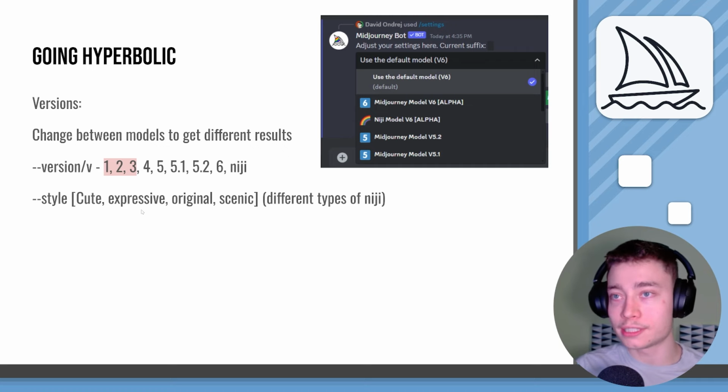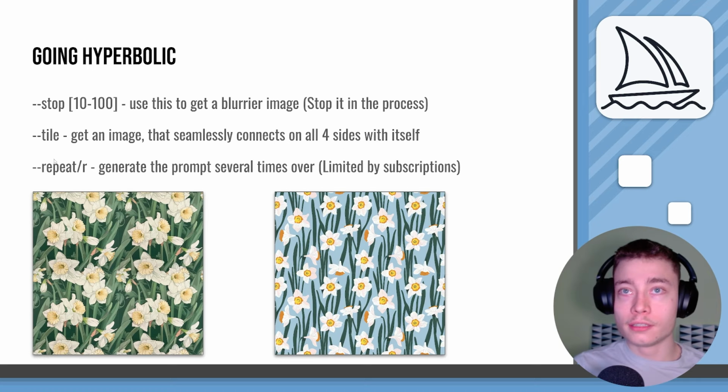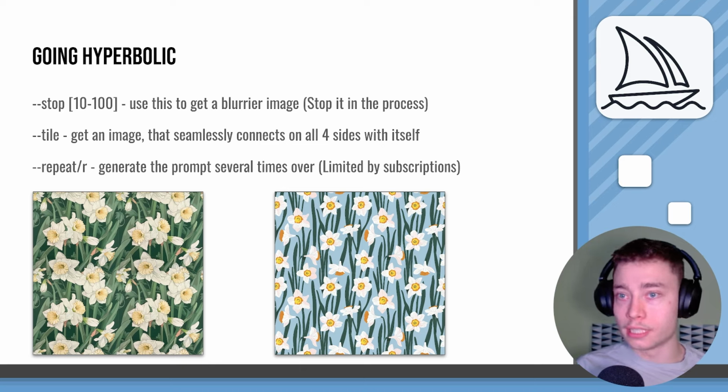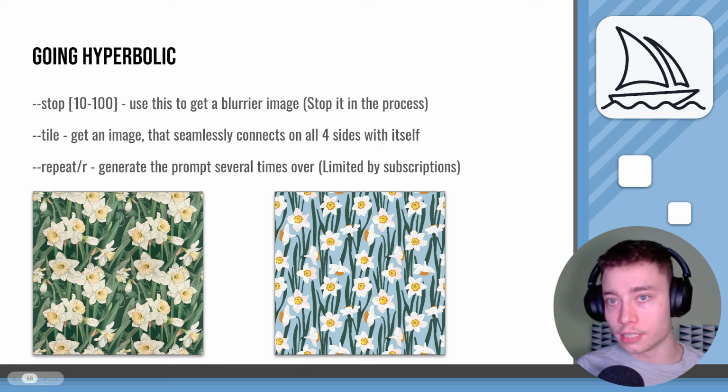There are so many parameters in Midjourney. You just have to try all of them. Dash stop, this is to get a more blurry image, to stop the diffusion model. But basically you will never use this. Tile, as I said, is for tiles that are seamlessly connected. So whatever is up here connects with whatever is down here, and the corners perfectly match.